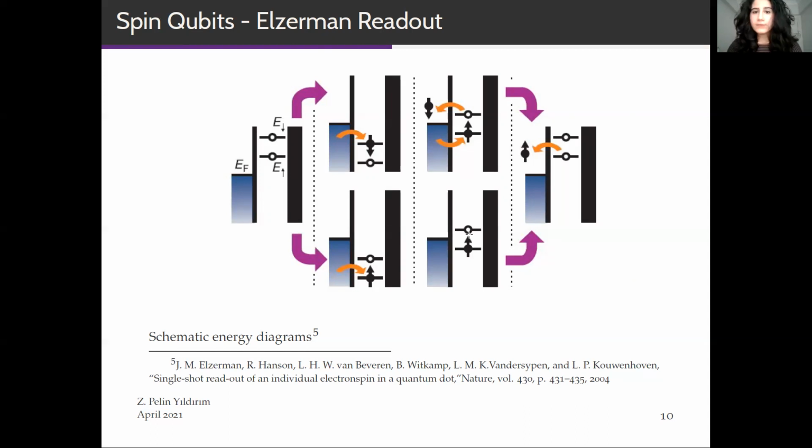So this way, we can understand actually which spin state the electron was at the first place. This method is called Elzerman readout.